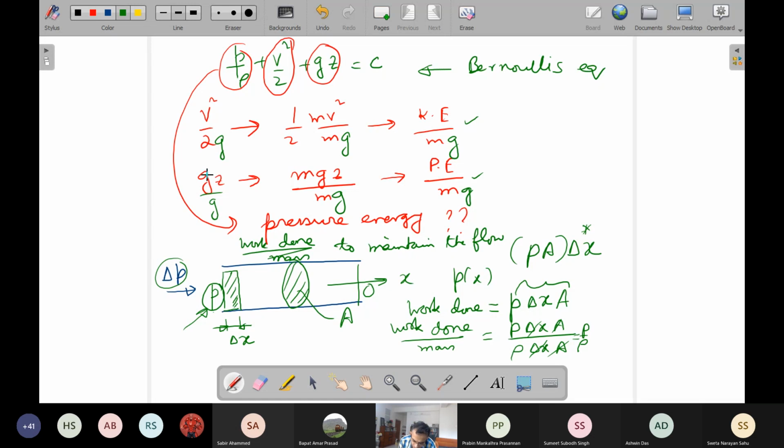Why? Because if you normalize with per unit weight, then you will get the unit of length. If you normalize per unit weight, then all the terms will have a unit of length. If you divide by g, this will have z, which is a unit of length. All the terms in the same equation should have the same dimension, and all have the same unit, that is the unit of length. So that is energy, whatever kinetic or potential energy, per unit weight. And in fluid mechanics, this is called head.